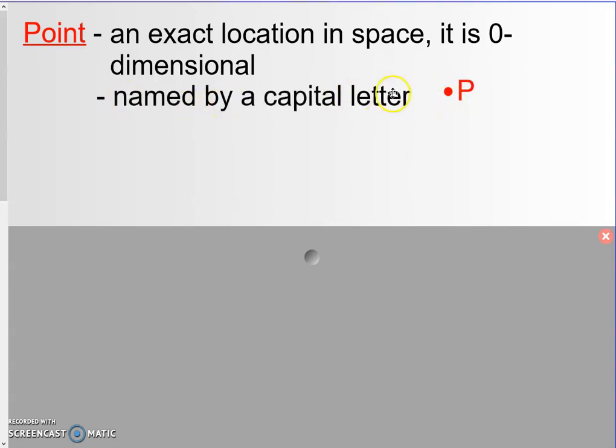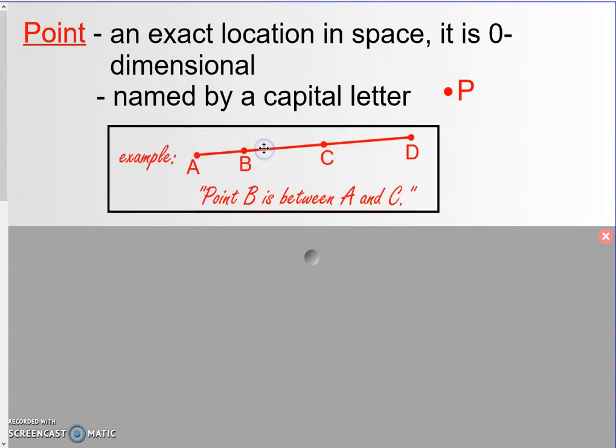When we name points, we give them a capital letter. So this would be called point P. And here's an example I'd like you to draw, and I'd like you to write out the little phrase that goes with it. So for example, if I had this drawing here, I could talk about point B as being between points A and C. And notice when I just have a capital letter A and a capital letter C, those are implied to be points.